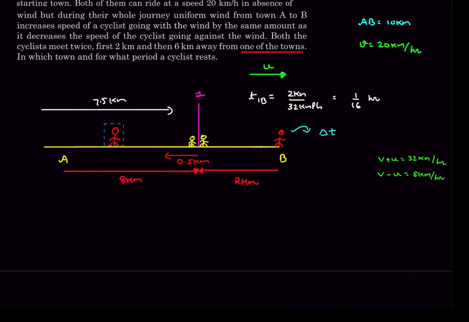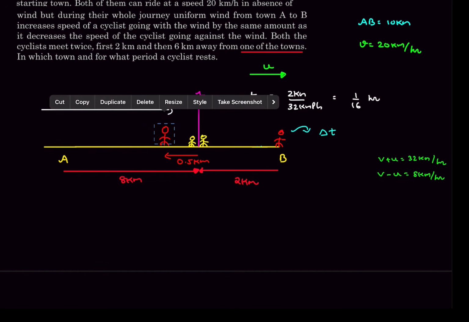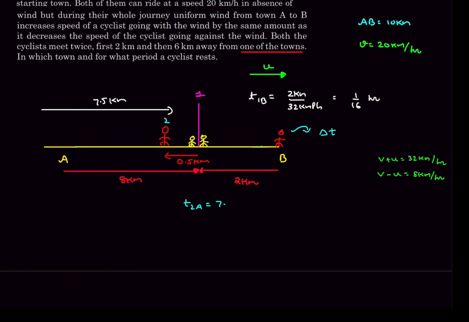Now we don't know how much distance he actually covered. So let's do something else. Let's find out how much time this rider takes to reach town A. Now he has to cover a distance of 7.5 kilometers and his speed is 8 kilometers per hour. So let's call this location as location 2. So T2A is going to be 7.5 kilometers divided by the speed, which is 8 kmph. So this is the time which this guy takes to reach town A.